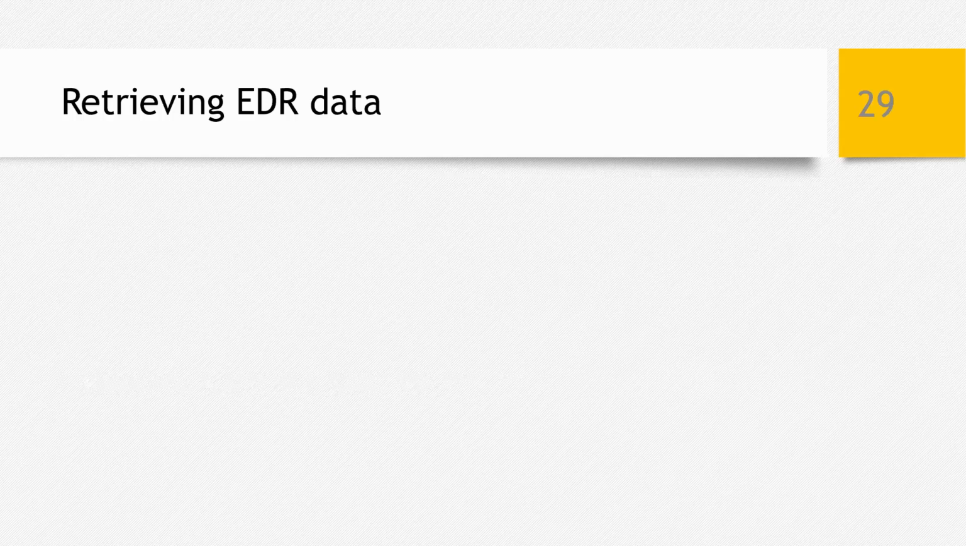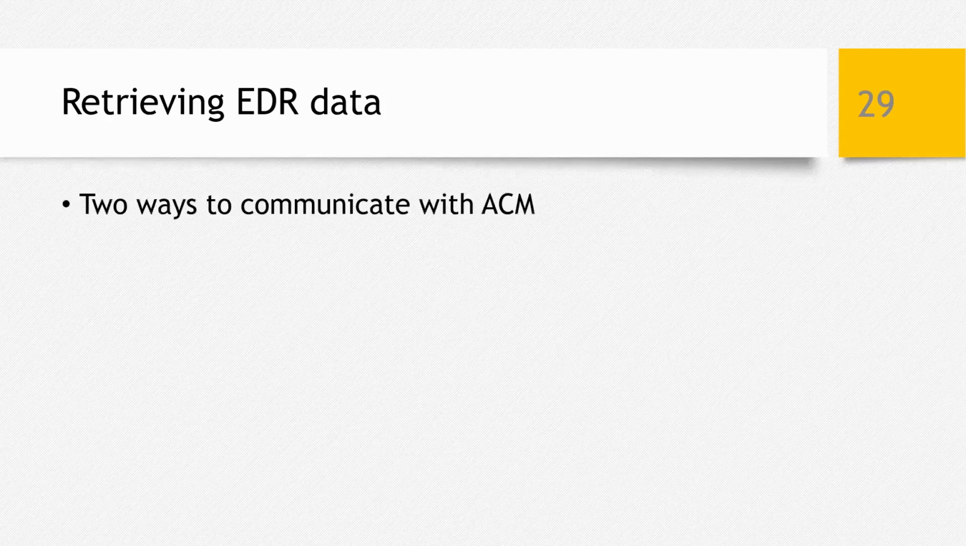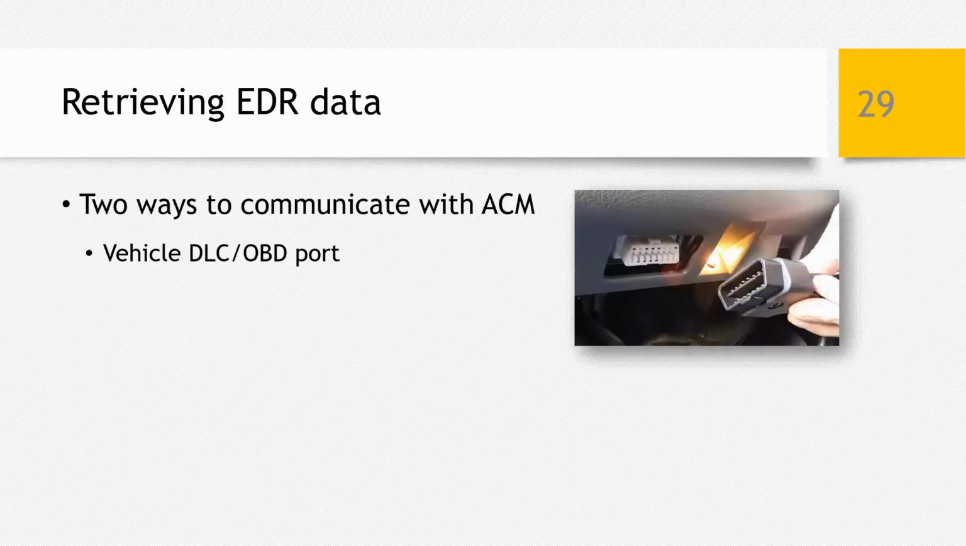So let's talk about retrieving the data itself. How do we access this data? How do we get it, Kent? Well, there are basically two ways to communicate with a module in the car. And again, in most cases, we're dealing with the airbag control module in the vehicle, but there are other modules that can contain data, as Scott pointed out earlier. And so there's basically two ways to communicate with the airbag control module.